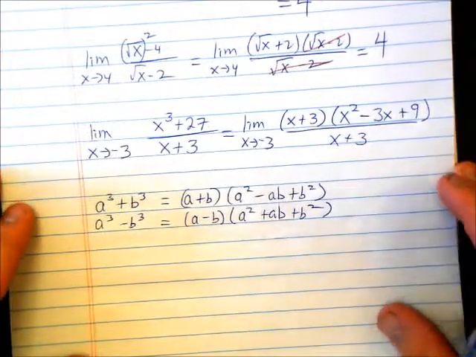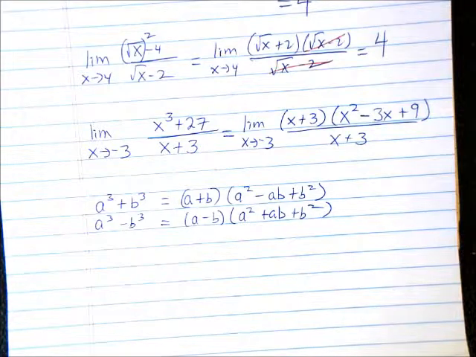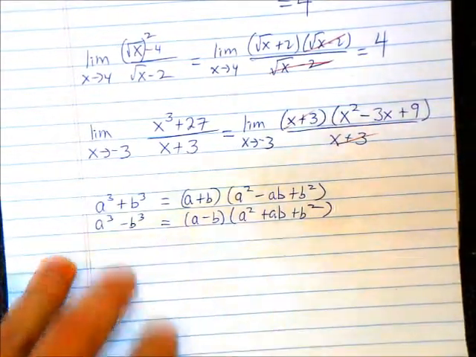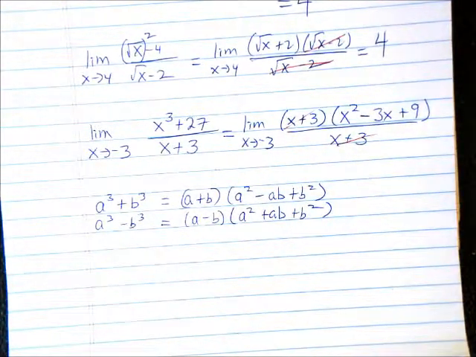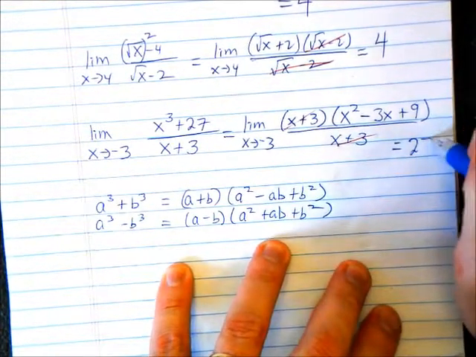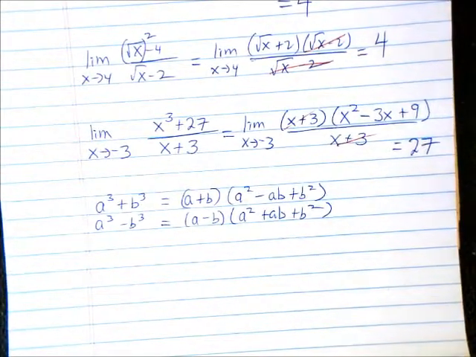And then there's no big surprise. What do we do next? Cancel out the x plus 3's. Now we can take the number negative 3 and plug it in, and we get 27. 9 plus 9 plus 9, 27. Questions on that? Anybody got a different way to do that one?